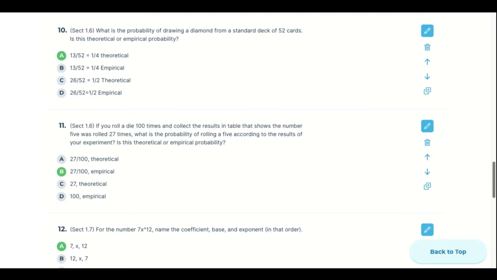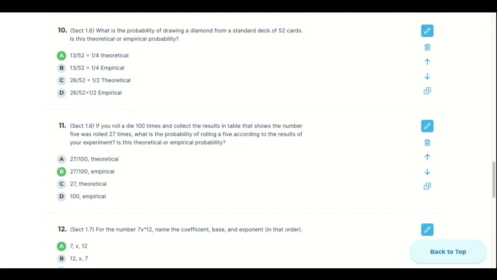That's an experiment. You're doing some kind of action repeatedly, collecting the results in a table, and then doing the probability. We're not doing that here. When you're not collecting any results in a table, it's theoretical probability. If you can remember that, data collected in a table or a bar graph is called empirical probability. So as far as this question goes, it's theoretical.